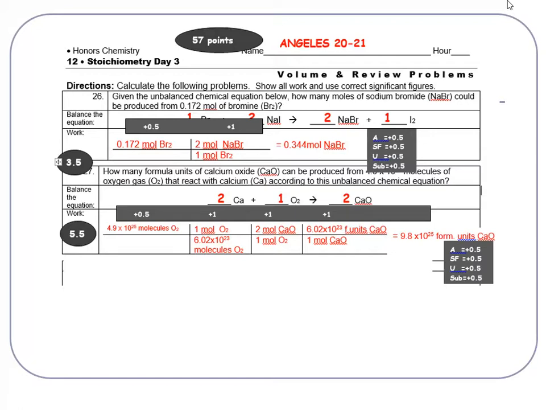You should be telling me why you're marking off. If it's sig figs, it's minus a half, right? Units, just a half. Substance, just a half, right?